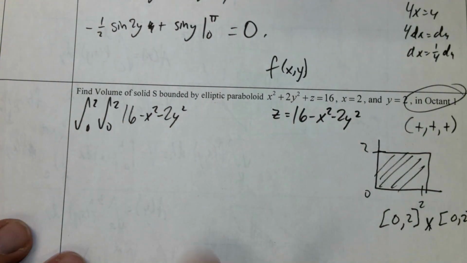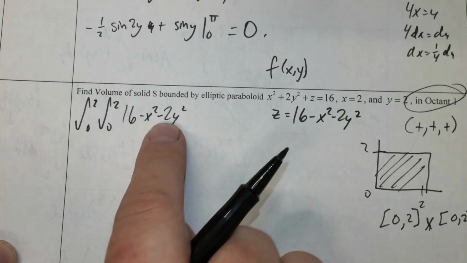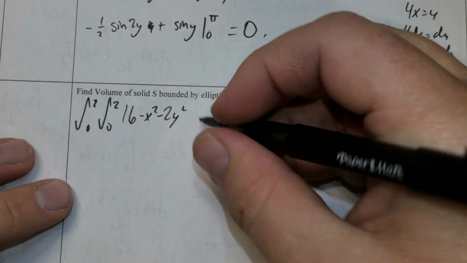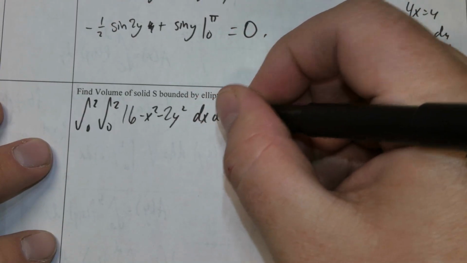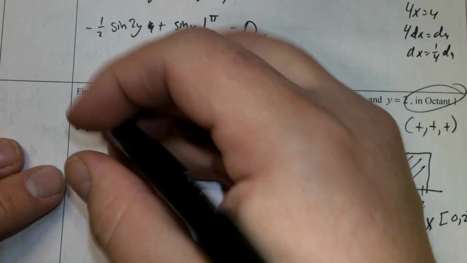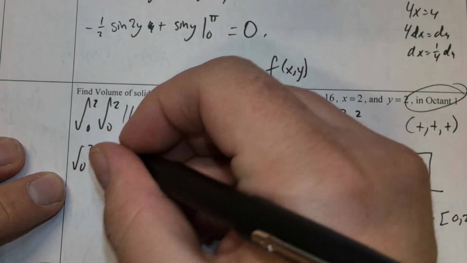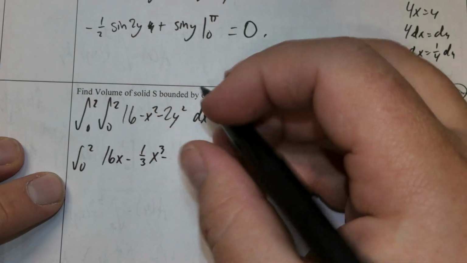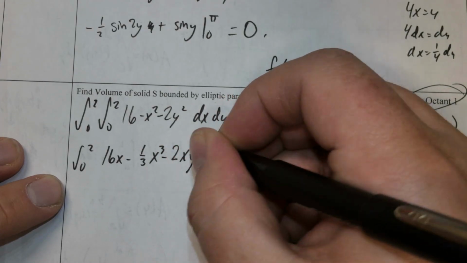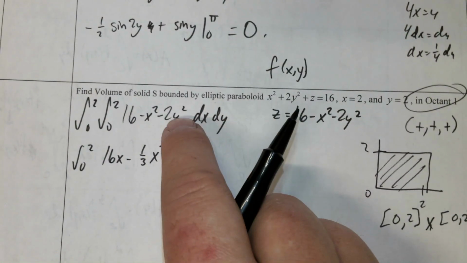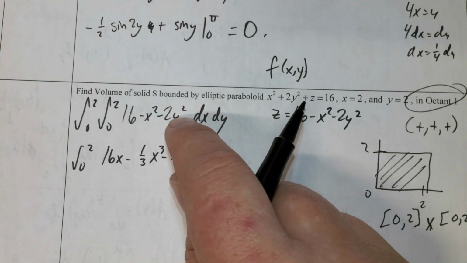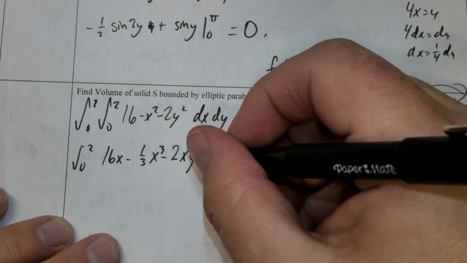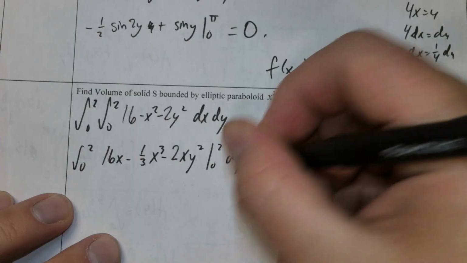Again, my choice, dx dy, is not going to matter so much. I don't have much multiplication. I don't have mixing of function types. It's just simple subtraction and polynomial. So I'm just going to go dx dy because that's my preferred order. Again, doing a nice antiderivative here. This becomes 16x. This becomes minus 1/3 x cubed. This becomes minus 2x y squared. This is always the one that I know people are going to forget, because you're forgetting that this is part of that 16 constant term, so it gets a linear x on it. Evaluated from 0 to 2 dy.